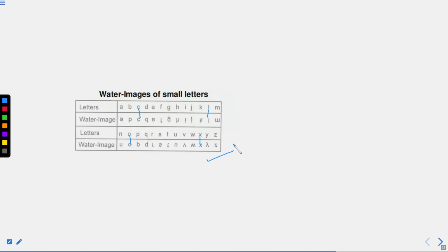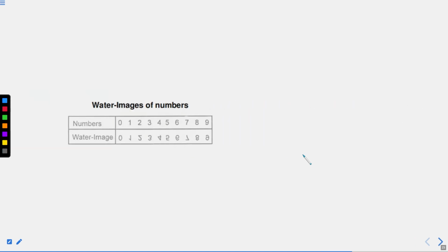X is there. So how many are there total? 4 small letters, right? You can always remember these kind of questions can be directly asked. There is no point of wasting time there, right? You can easily remember these things, right? Now, some numbers. We'll talk about all single digit numbers and their water images, right?